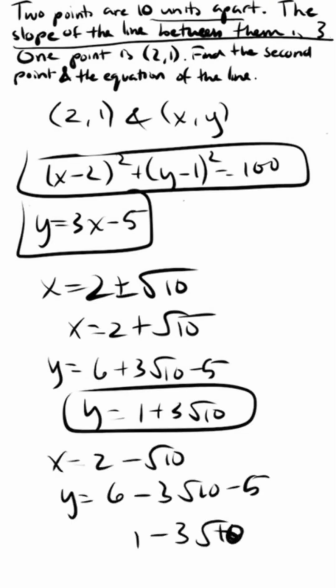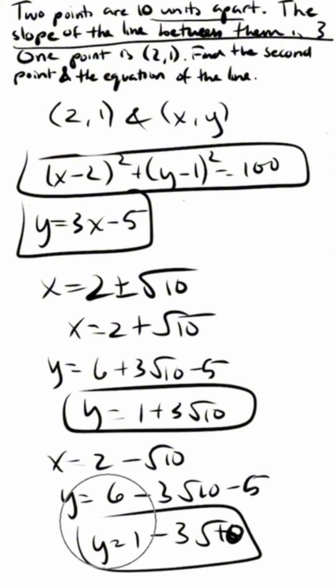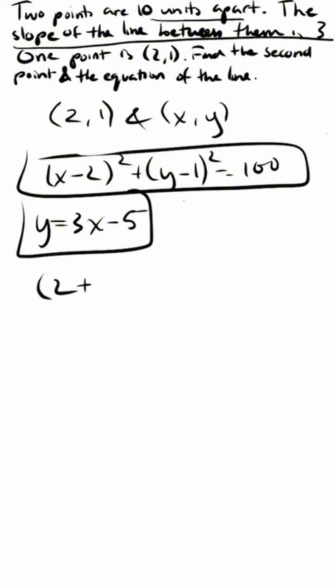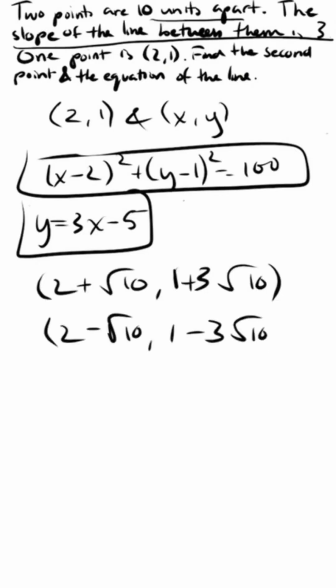Then if x equals 2 minus square root 10, we get that y equals 1 minus 3 square root 10. This means that we actually have two options for what our point can be: 2 plus square root 10, 1 plus 3 square root 10, and 2 minus square root 10, 1 minus 3 square root 10.